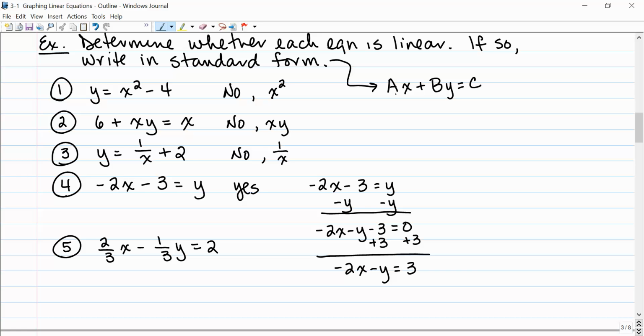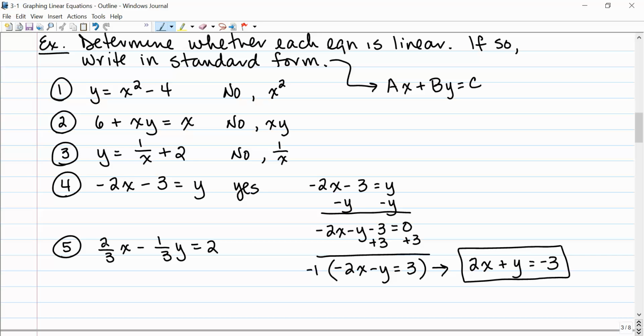And it looks close to standard form, but remember that a cannot be a negative number. I can't have a negative 2 in front. So I'm going to multiply the whole equation by negative 1, and distribute negative 1 three times, and that gives me 2x plus y equals negative 3. And that is in standard form. My a is 2, my b is 1, and my c is negative 3.